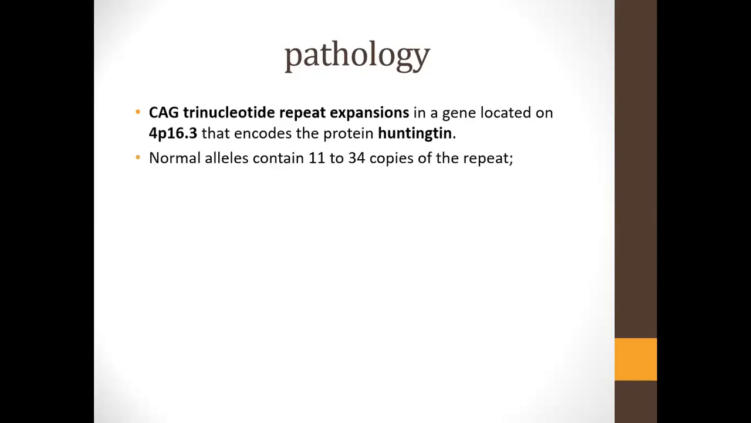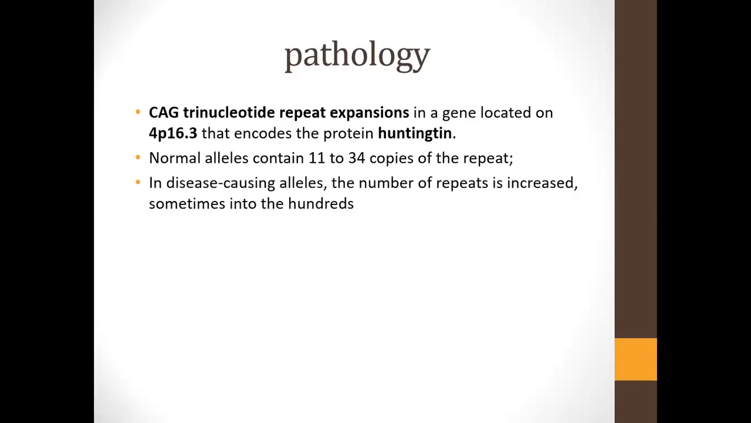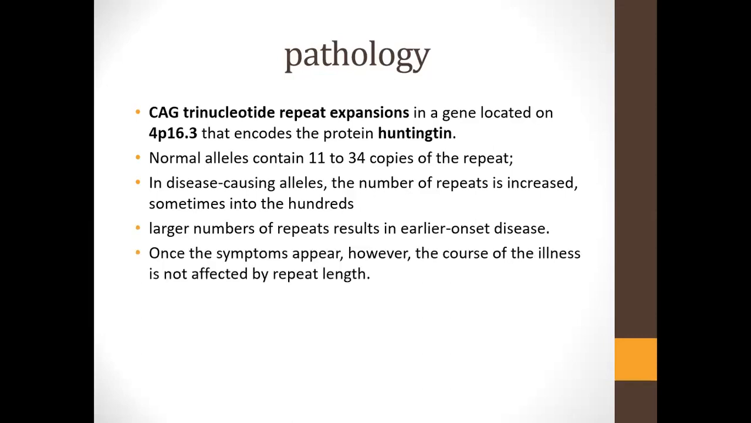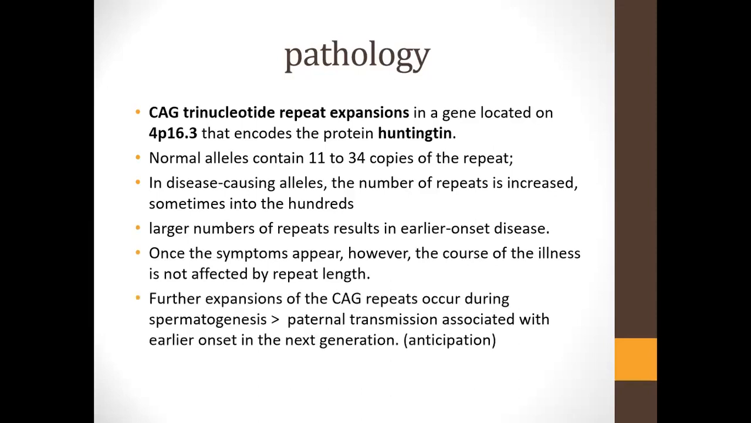Normally, the allele contains 11 to 34 copies of the repeat. However, in disease-containing alleles, the number of repeats increases, sometimes into hundreds. The larger the number of repeats, the earlier the onset of disease. But once the symptoms appear, the course of illness is not affected by repeat length. Further expansion of CAG repeats occurs during spermatogenesis. That means paternal transmission is associated with earlier onset in the next generation. This phenomenon is known as anticipation.